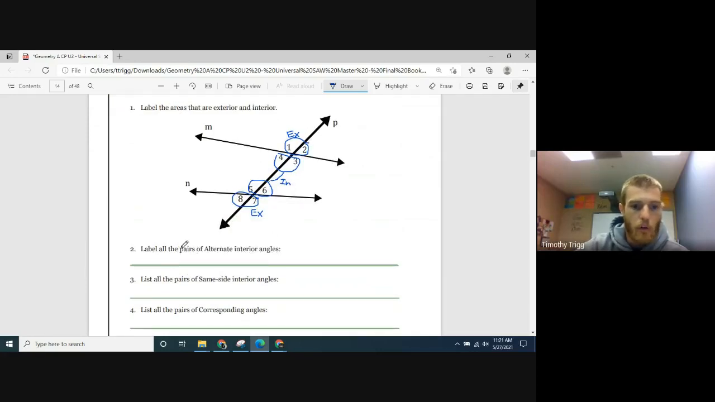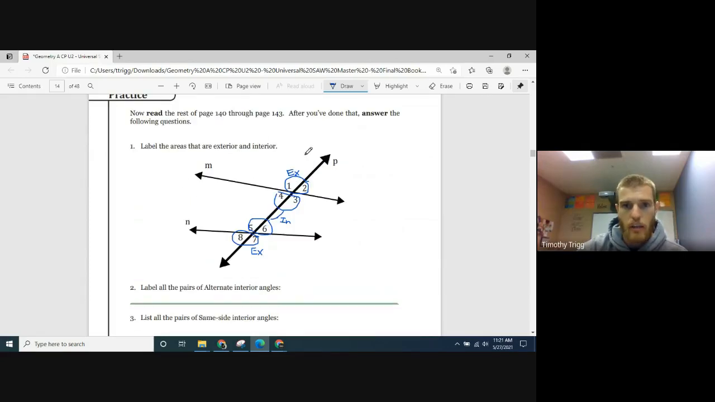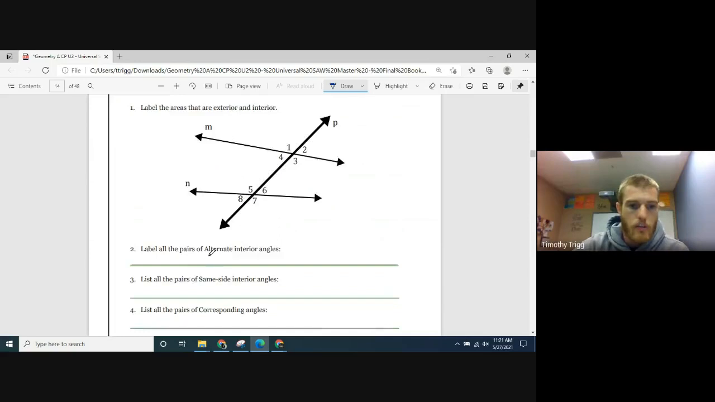Now, label all the pairs of alternate interior angles. I'm going to go ahead and erase what I just wrote. You don't erase, but I'm going to make it a little bit easier to read. So list all the pairs of alternate interior angles. We're looking at interior angles, again, that's 3, 4, 5, and 6. And we want to find the alternate interior angles. There will be 2 pairs of alternate interior angles.